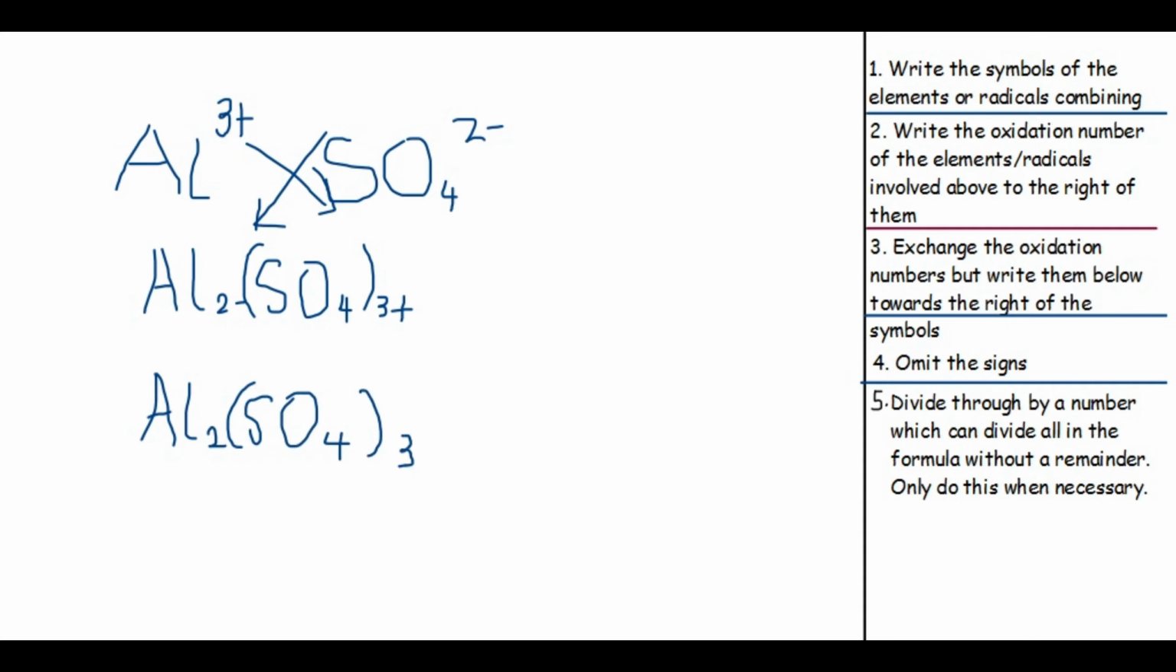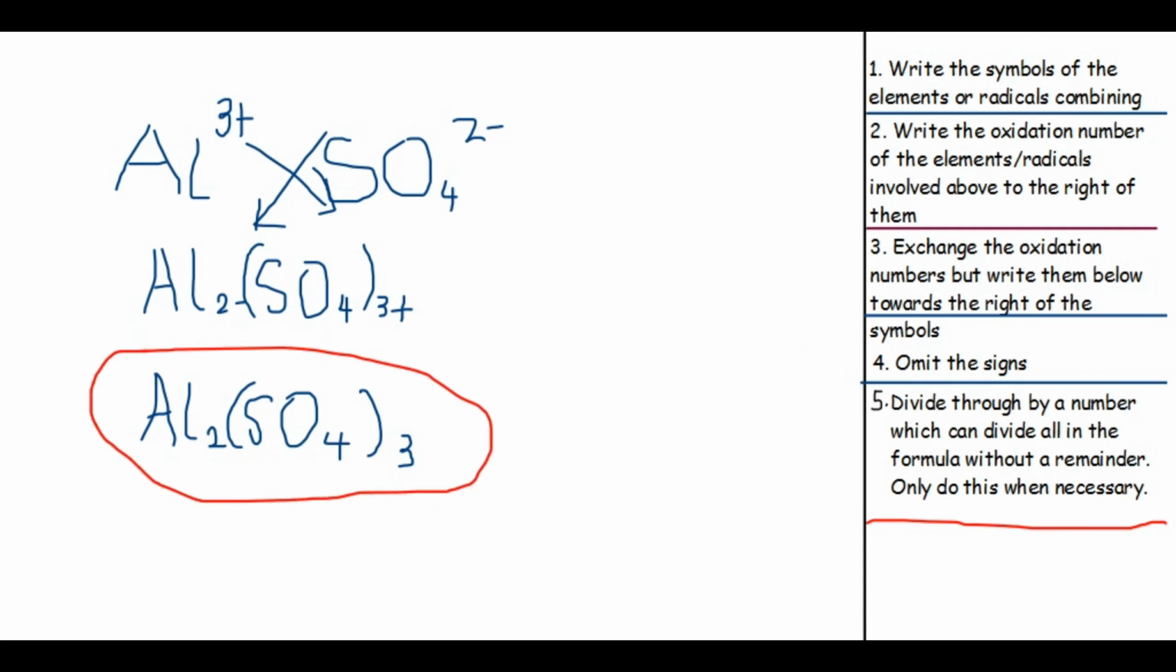Now we won't divide in this case, which means we will not be following the fifth step because it's not necessary, because 2 and 3 don't really have anything in common that could divide them both to give a whole number except 1. But when you divide by 1, it will still give you the same thing, so there's really no need. So now, as you can see on the screen, we've successfully written the formula for aluminium tetraoxosulfate 6.